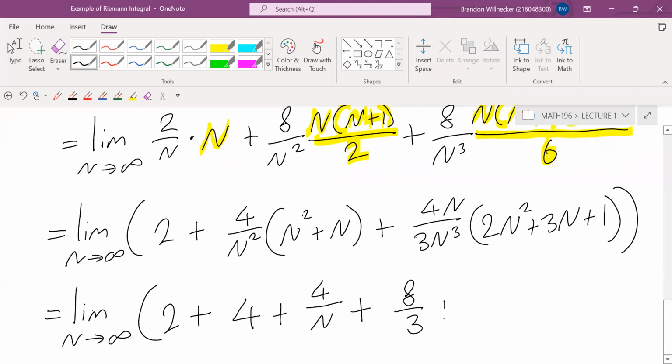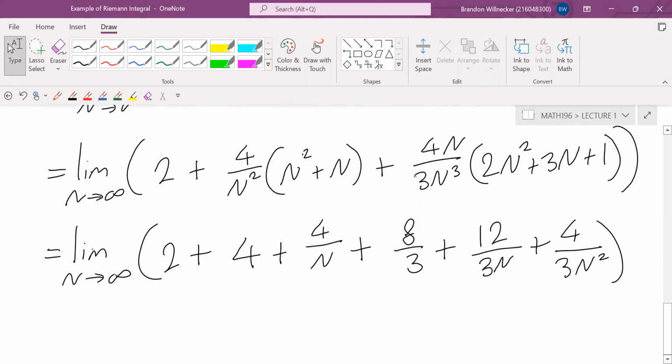That cancels. Next, we have 4n times 3n. So that's going to be 12n squared. So 12n squared. But we're dividing by 3n cubed. So that's a 3n at the bottom. Plus, the last one is just multiplying by 1. So we just have 4n over 3n cubed. So that leaves us with an n squared at the bottom.